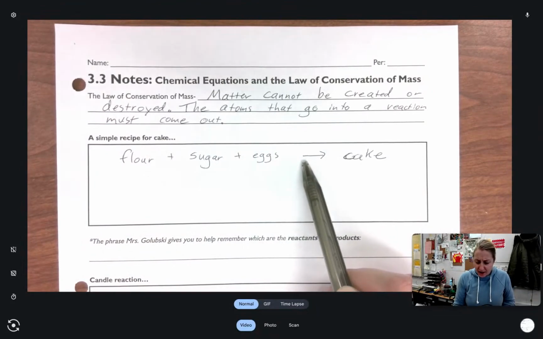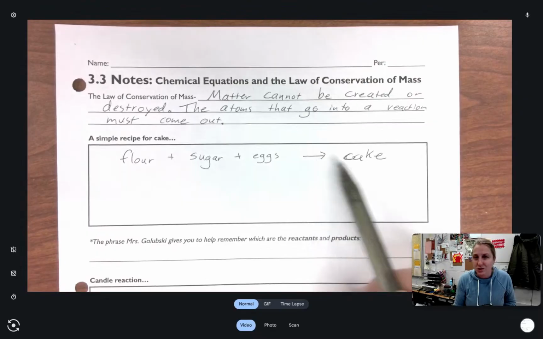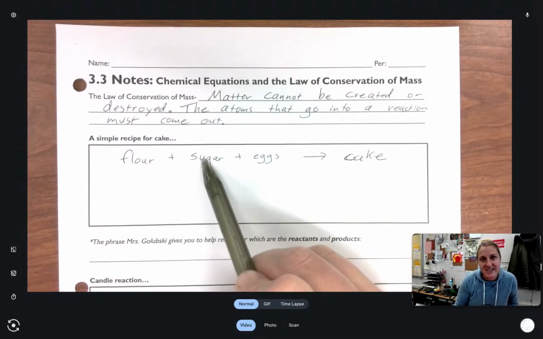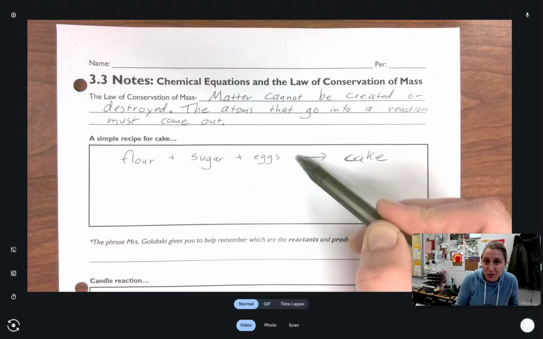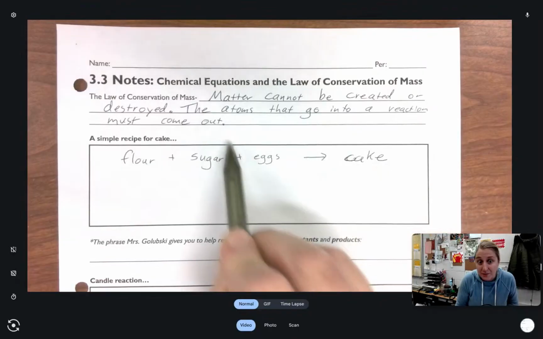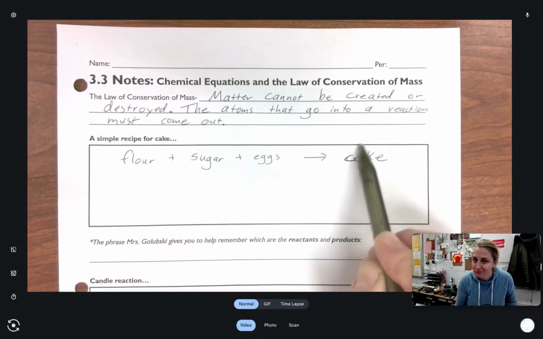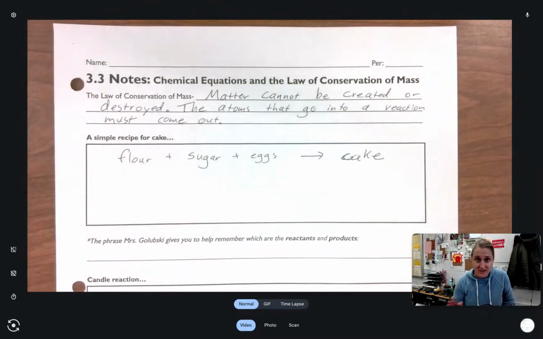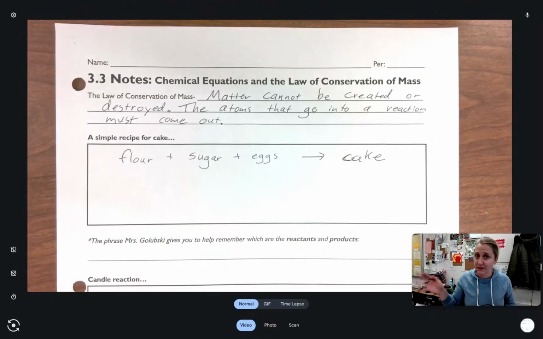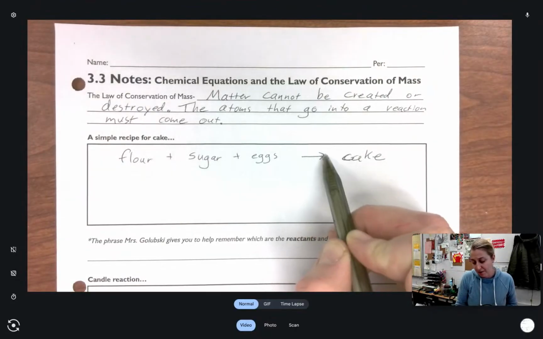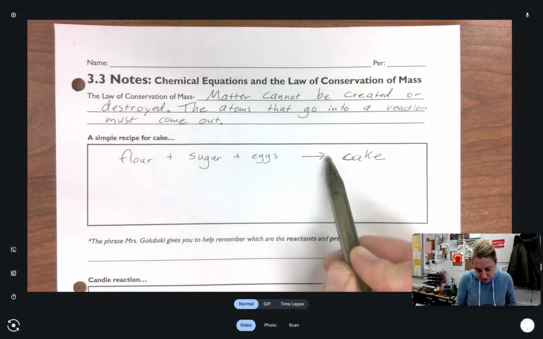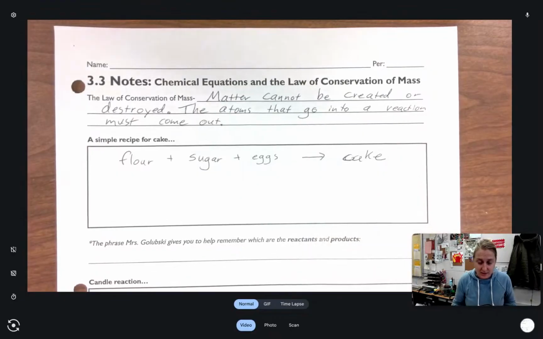Also, it's an arrow going this direction because you can't take a cake and take it apart to get these things out of it. So the arrow cannot go this way. It must go this way. These things can become this. This cannot become these things. There may be equations that you'll see in the future, not in my class, but in future science classes where the arrow does go both ways. But in our case, we're always just going to see arrows that go to the right like this.